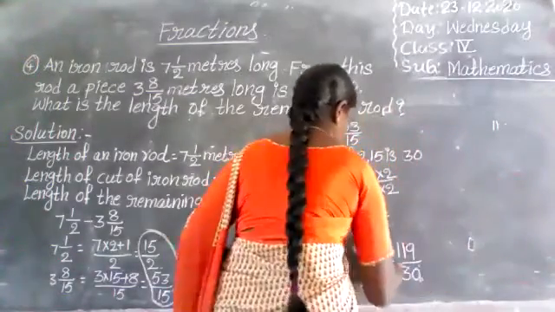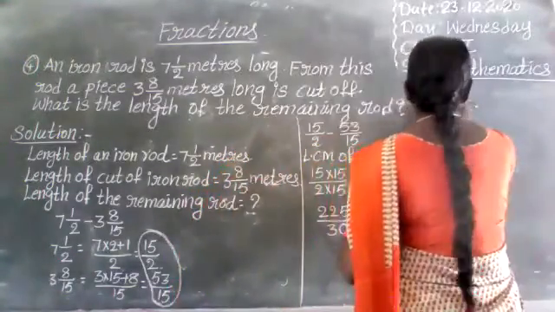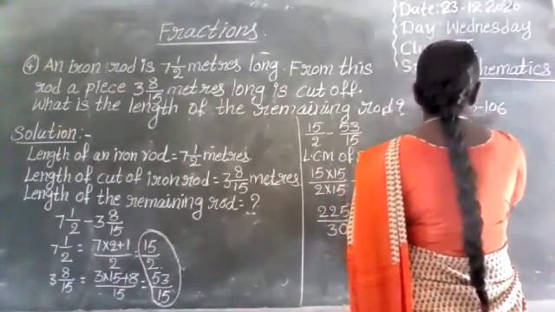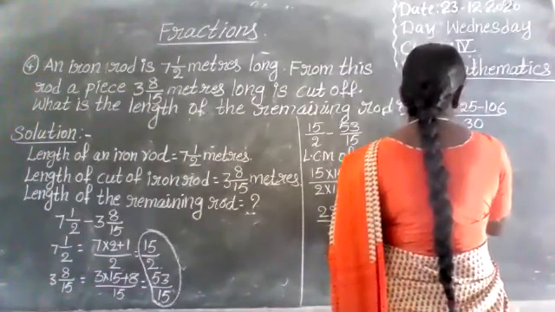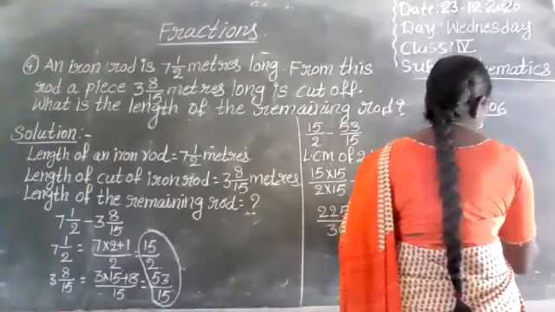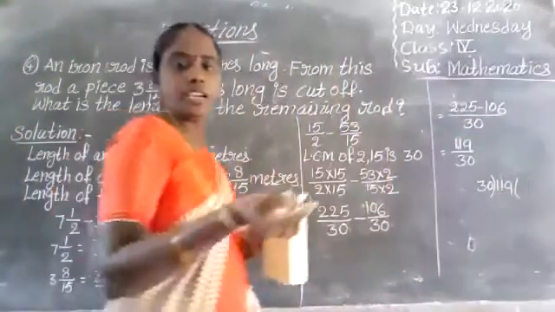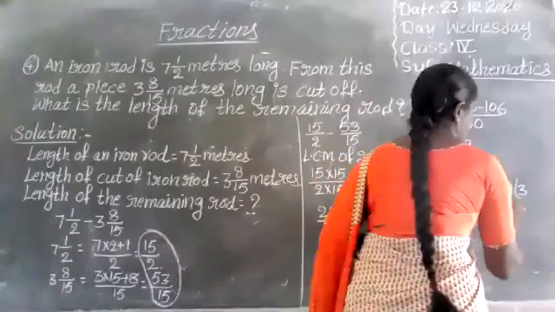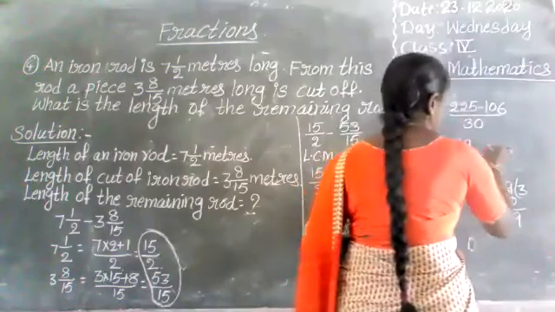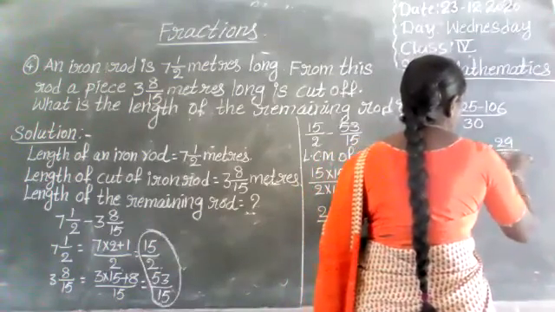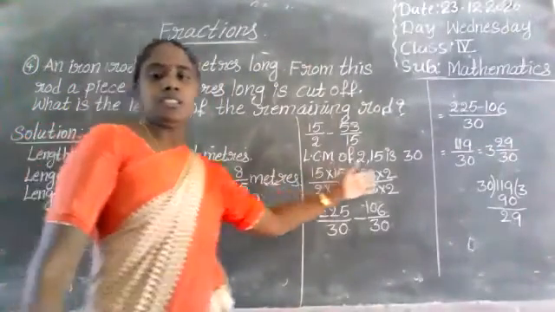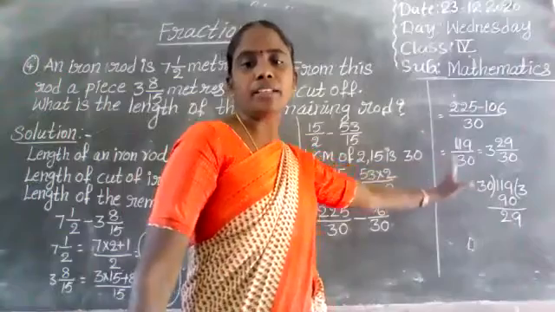225 minus 106 by 30 is 119 by 30. 119 divided by 30. 3 times 30 is 90. The remainder is 29. So 3 whole 29 by 30 is the answer.